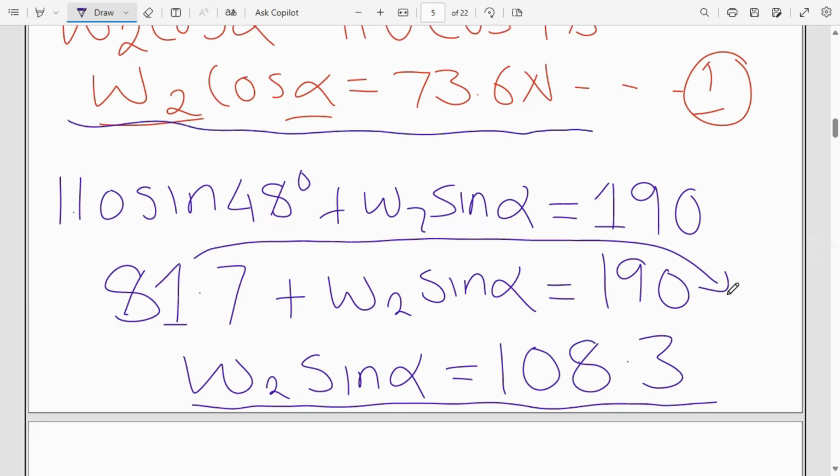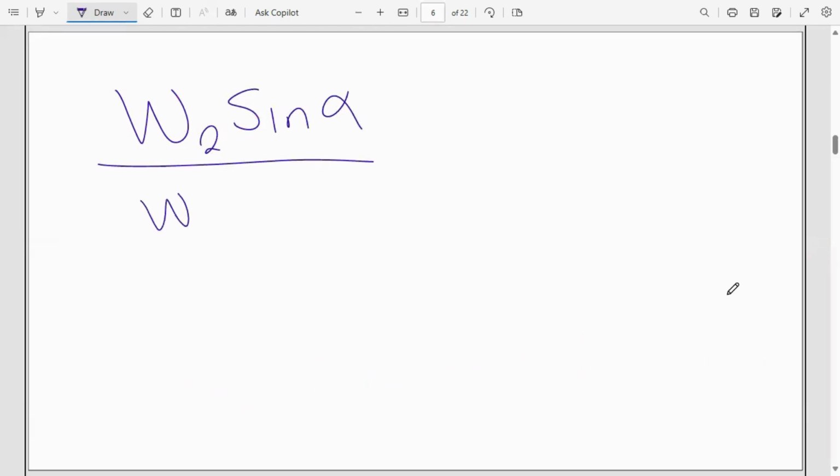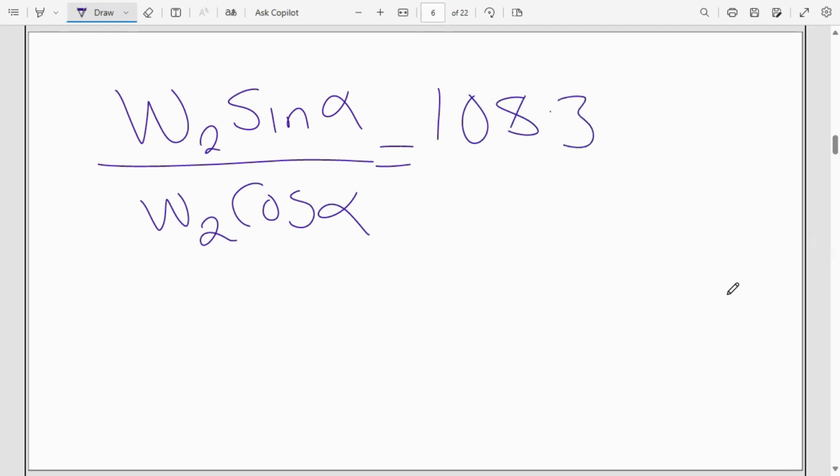So now that we have these two expressions, we have this expression in the x and we have this expression in the y. What are we going to do? Let's divide these two expressions and see what we're going to remain with. So we're going to have W2 sine alpha over W2 cos alpha, and this will be equal to 108.3 over 73.6, not 78.6, sorry.